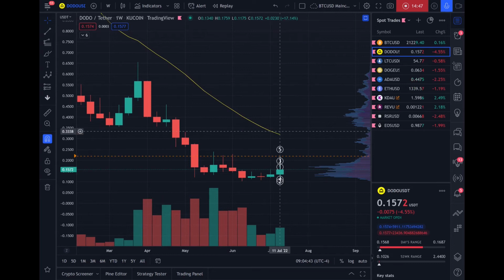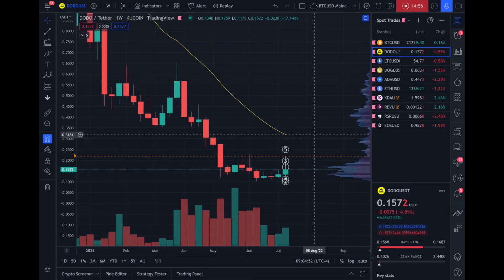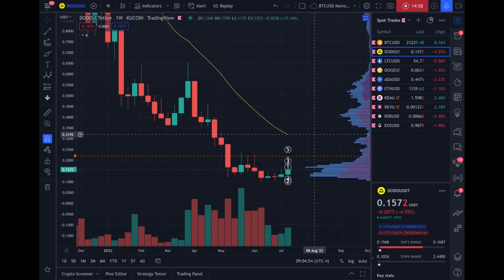Okay, so same thing in Dodo here. I'm looking at this 21 EMA because it's an important exponential moving average, and I'm not looking for any kind of short-term trade until we reach this level, right? Just like Bitcoin, I'm looking a little higher, okay?